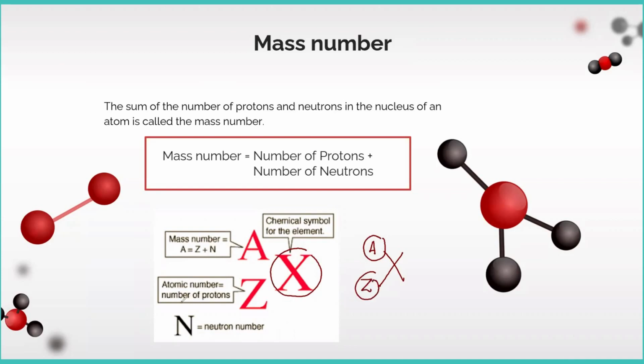So atomic number again is simply the number of protons. Mass number is the sum of number of protons and number of neutrons.